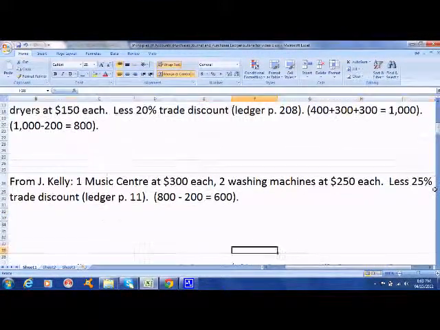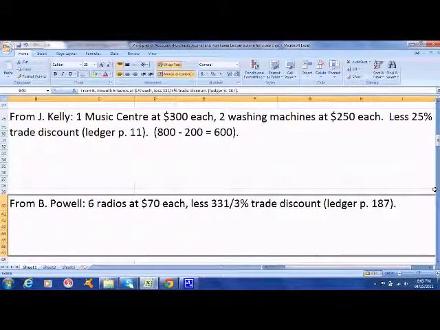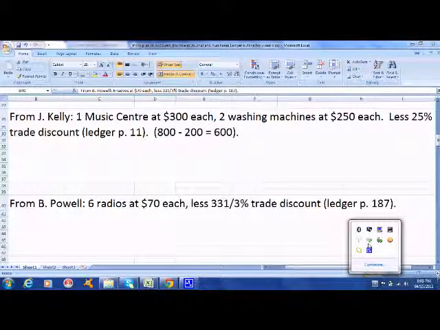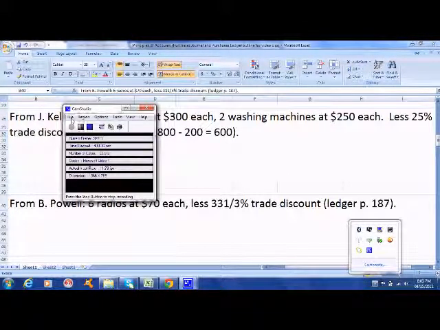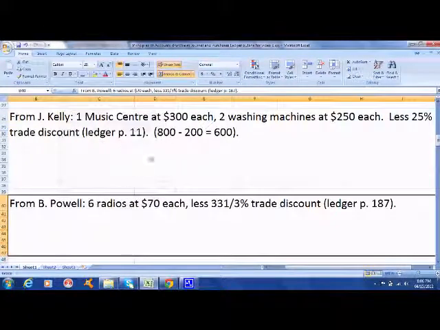Then we go to Mr. B Powell, 6 radios at $70 each, less 33 and a third percent trade discount. When you see 33 and a third, you just use 1/3. So watch why we do it.